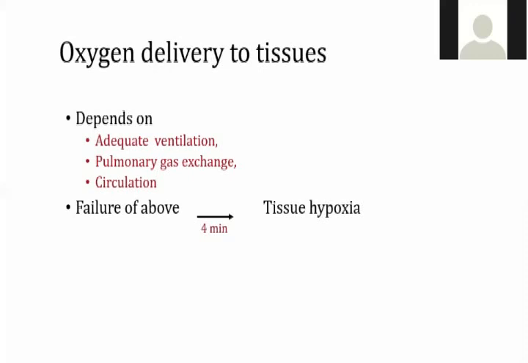How do you explain the way that one molecule of oxygen is delivered into your tissues? So here I have shown you that there are factors that influence your oxygen delivery to tissues. That is your adequacy of ventilation, pulmonary gas exchange, and the adequacy of your circulation, and all those things matter. And if you fail to deliver oxygen to tissues for about 4 minutes, tissues become hypoxic.